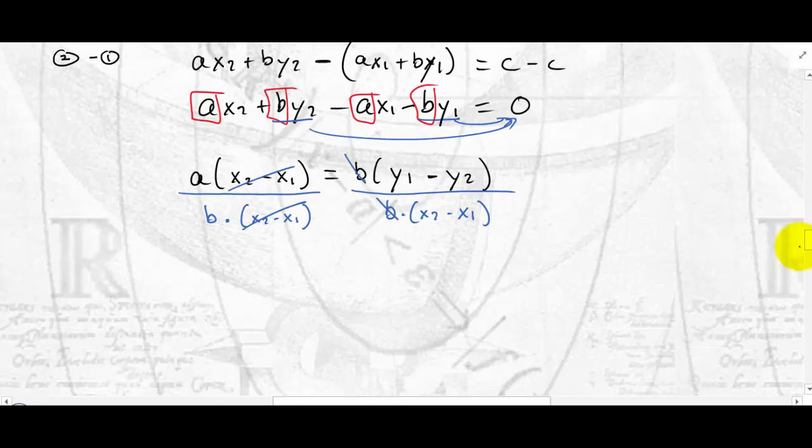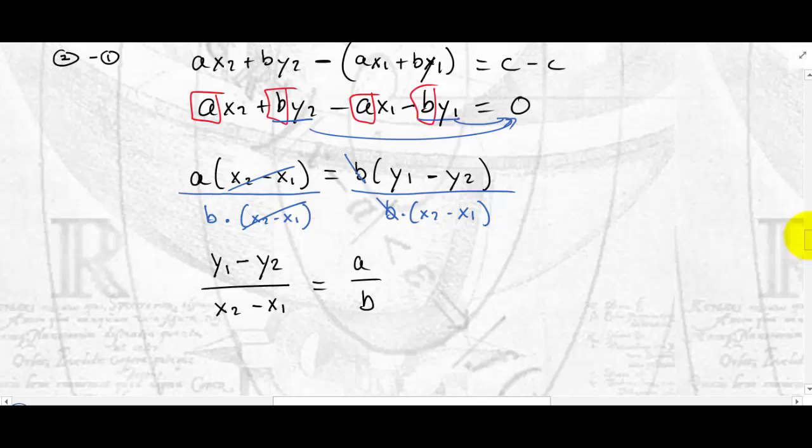So check out what we have here. After cancelling, on the right side we have y1 minus y2 over x2 minus x1. On the left side we have a over b. Now be careful here. This is not the slope, right? You need to start with the same points on both sides. So how about we multiply by -1 the 2 sides of this equation? What do we have on the left side? I'm going to give the -1 to the top: y2 minus y1 over x2 minus x1 equals -a over b.